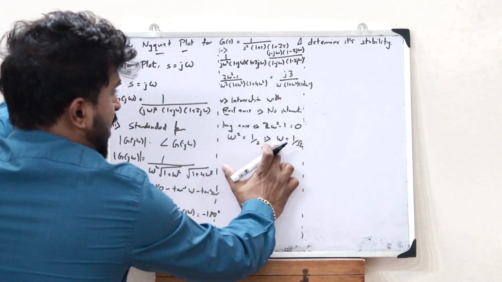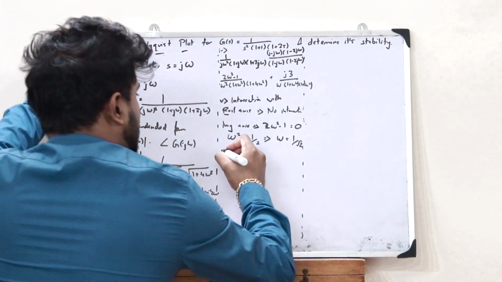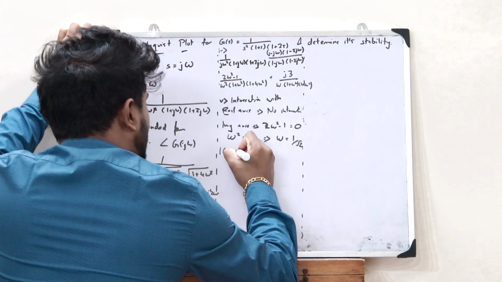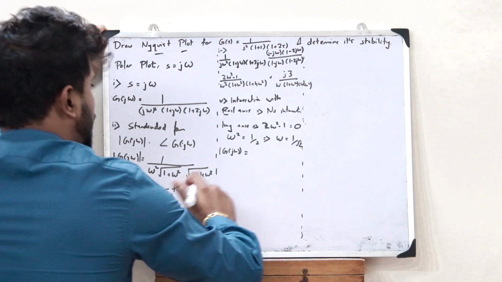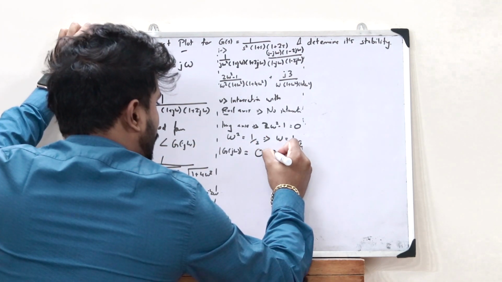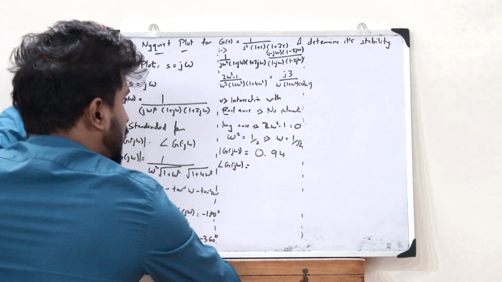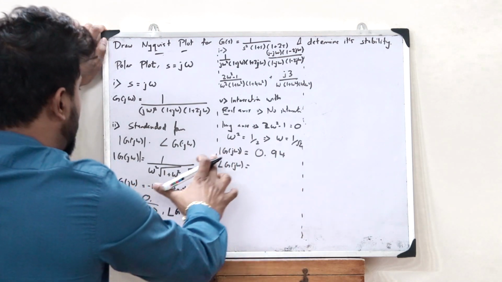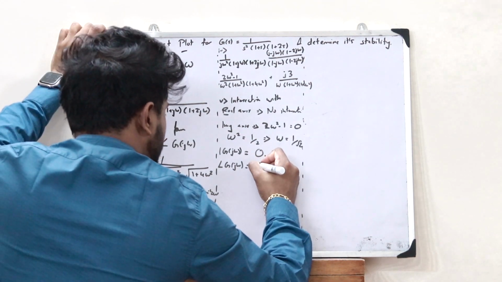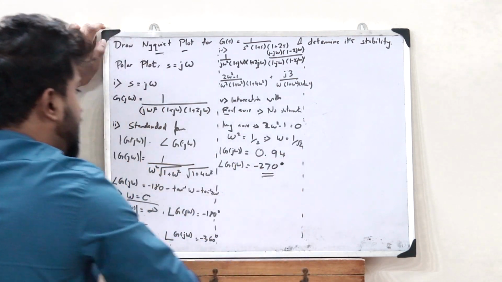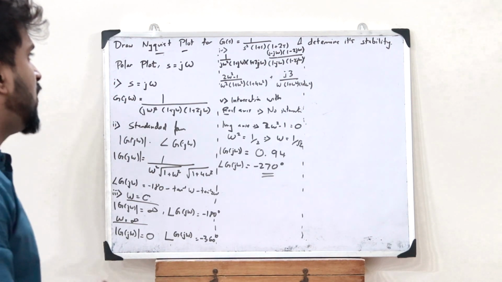So now, substituting the value ω equal to 1 by root 2 for the magnitude and the phase, we get the magnitude of G(jω), when ω is equal to 1 by root 2, equal to 0.94. And the phase of G(jω), on substituting ω equal to 1 by root 2 in this equation, becomes minus 270 degrees. So now we have obtained the required things that we need in order to plot the Nyquist plot.